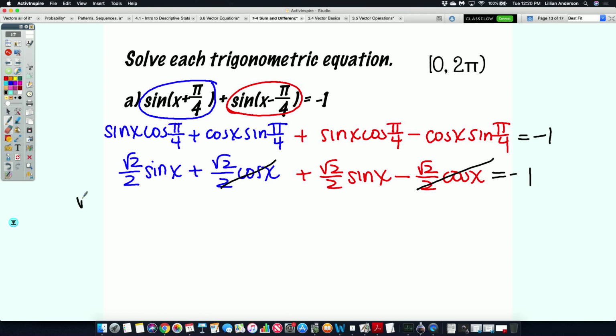So this becomes the square root of 2 over 2 plus the square root of 2 over 2, which is what? 2 square root of 2. This becomes 2 square root of 2 over 2. When you add radicals, you add the coefficient on the outside. It's only when you multiply that you go underneath. How does it simplify? Square root of 2. So this is just the square root of 2 sine x equals -1.